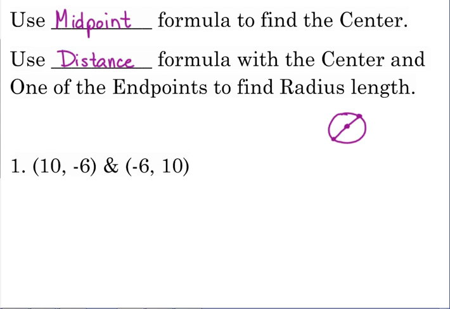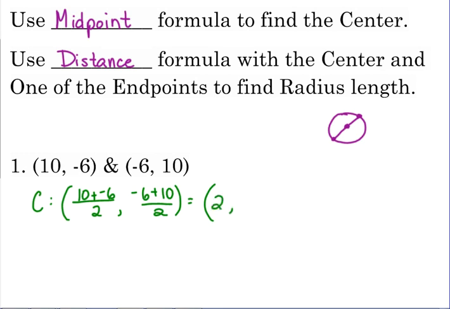Okay, we've got (10, -6) and (-6, 10) as the endpoints of our diameter. So our center, we use the midpoint. The center is right in the middle of the endpoints of the diameter. So 10 plus -6 divided by 2, -6 plus 10 divided by 2. 10 plus -6 is 4. 4 divided by 2 is 2. -6 plus 10 is 4. 4 divided by 2 is 2. So our center is at (2, 2).